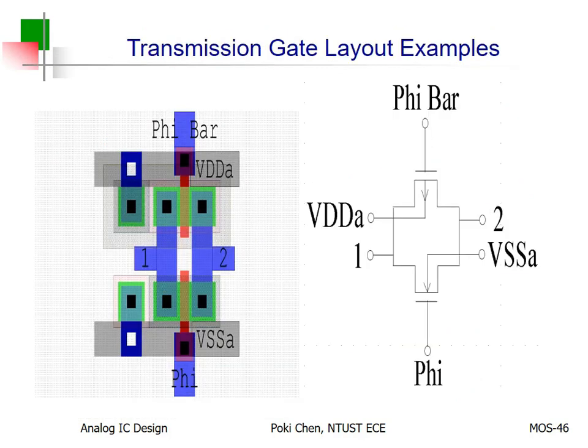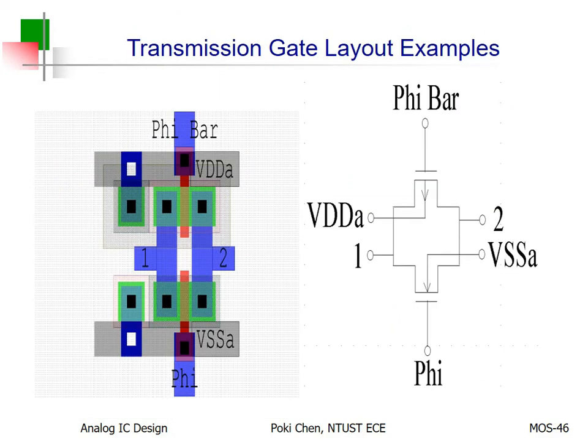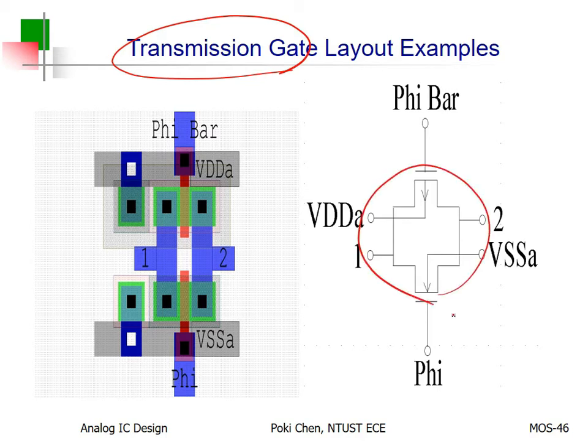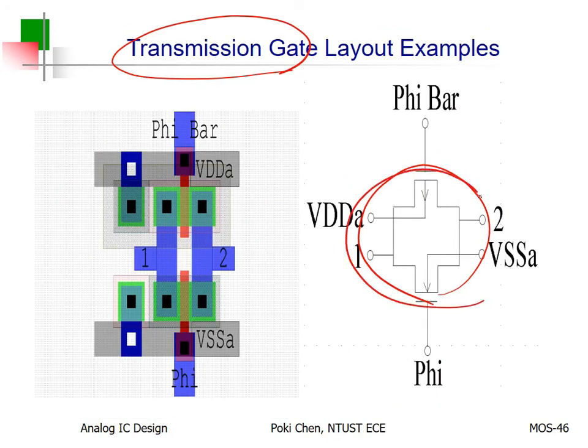And if you know how to do the layout for NMOS and PMOS, you can do the layout not only for the inverter, but also for the transmission gate, 传输闸. Transmission gate is composed of, again, one PMOS, one NMOS, but connected in parallel. How about the inverter? They are connected in series. Okay? 这是串联呐，还是并联呐？Anyway, yeah, you can do a similar layout here.